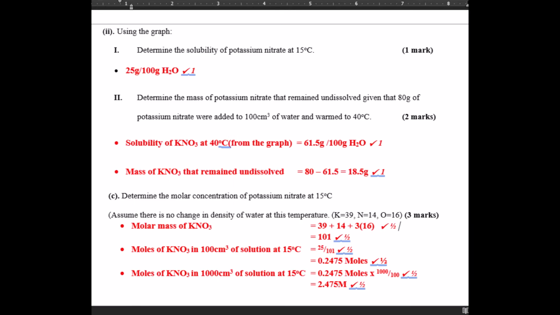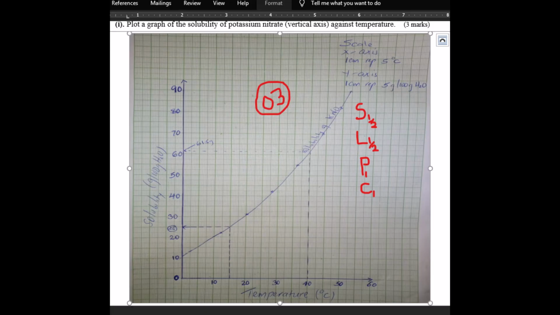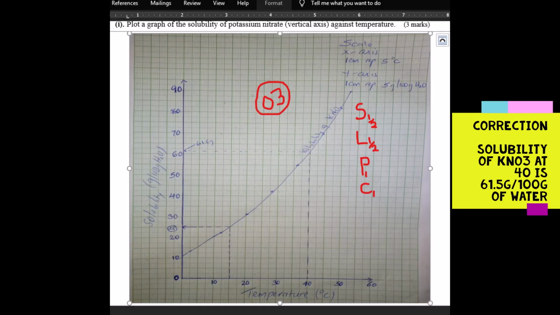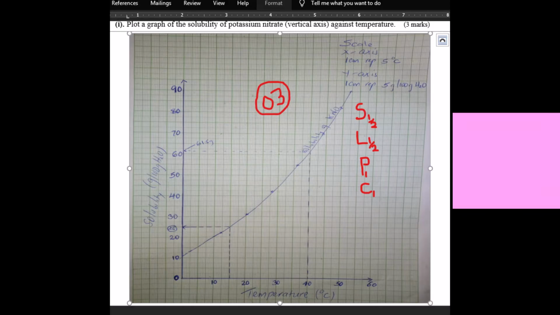Then, that's part 2 now, if you were to start with 80 grams in 100 grams of water, and then you warm that mixture to, not 100, but to 40, going back to the graph, you will first determine the solubility of potassium nitrate at 40, and that solubility is 61 grams in 100 grams of water.